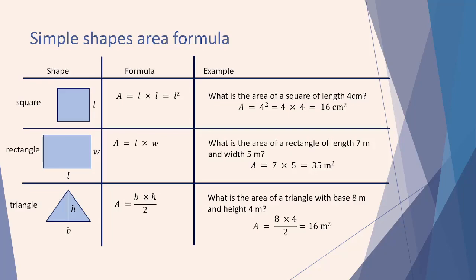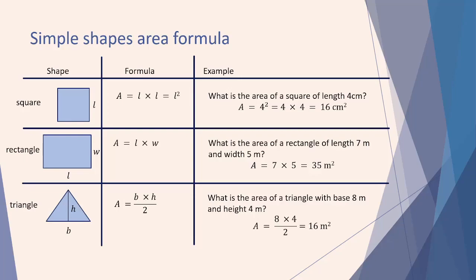For a rectangle, it's similar to a square. We need the length and the width. So the formula is area equals length times width. And my example is what is the area of a rectangle with length 7 meters and width 5 meters. So again, I just put it into the formula. Area equals 7 times 5, which equals 35 meters squared because both of our units were meters.